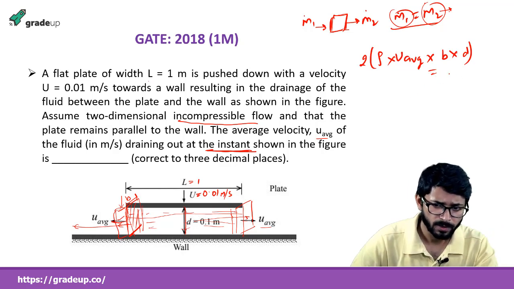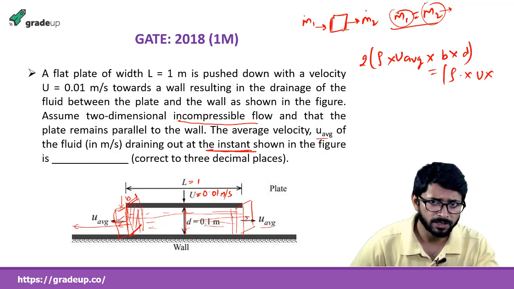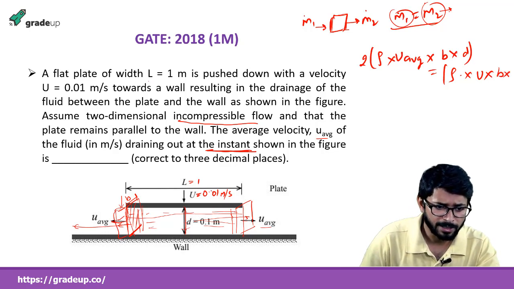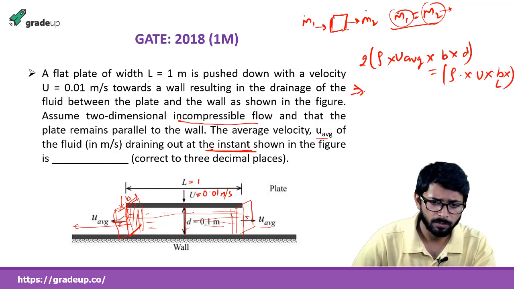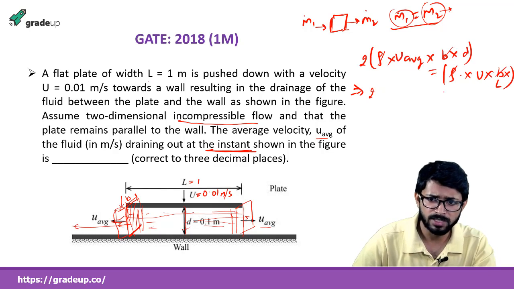So here we can write mass as density into volume. So density into the velocity by which this plate is moving downward, which is u, into the surface area of the plate. We have taken the width of both plates as b, so multiplying by b and the length L. By putting in the values, the density is cancelled from both sides, as well as b, the width.